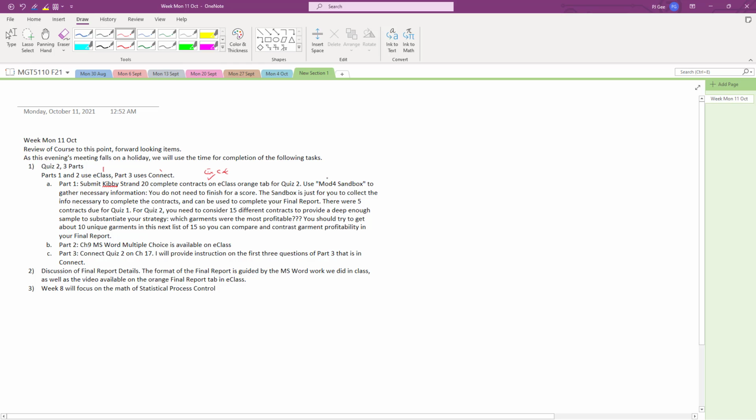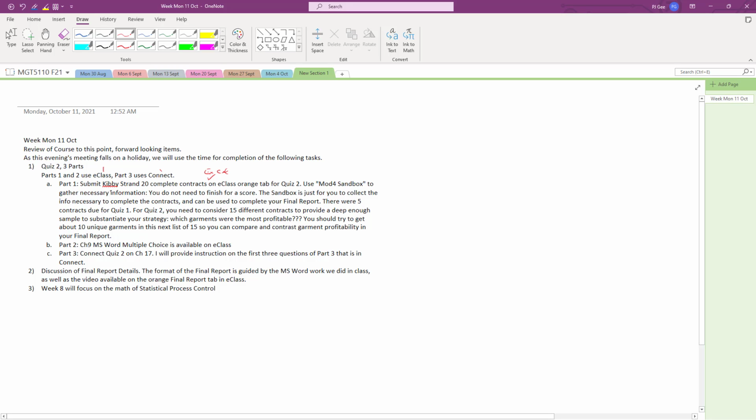In Connect, you want to use the Mod 4 sandbox to gather the necessary information you need to get 15 more contracts. Quiz 1 had 5 contracts that you begin with on Mod 4, and quiz 2 means you have to go in there and look at all the contracts you can and try to get a good variety of them so that you can determine which ones are more profitable and which ones are not.